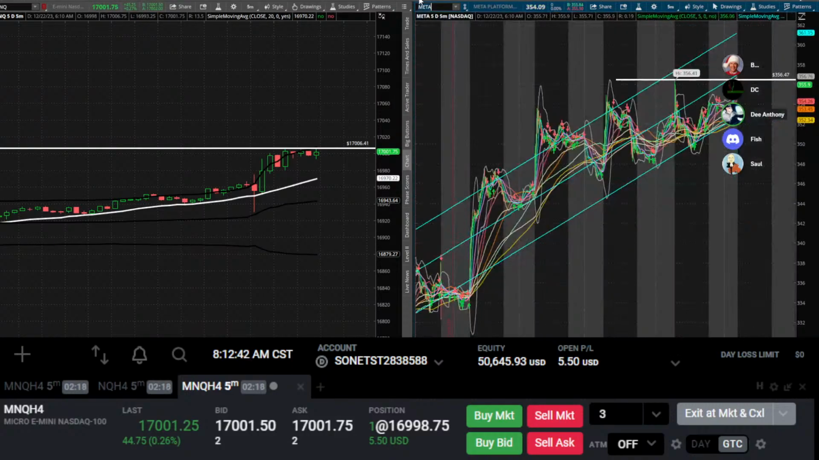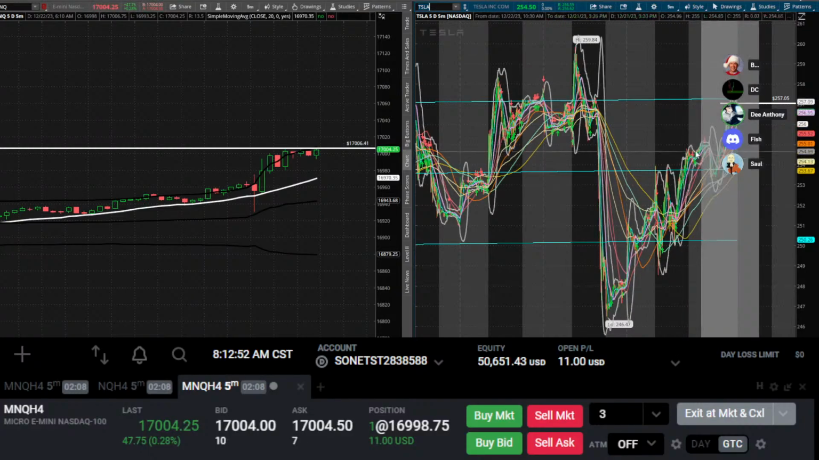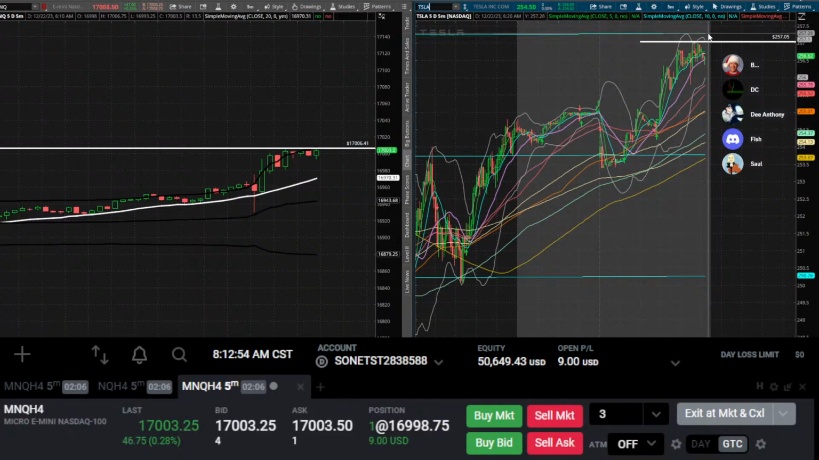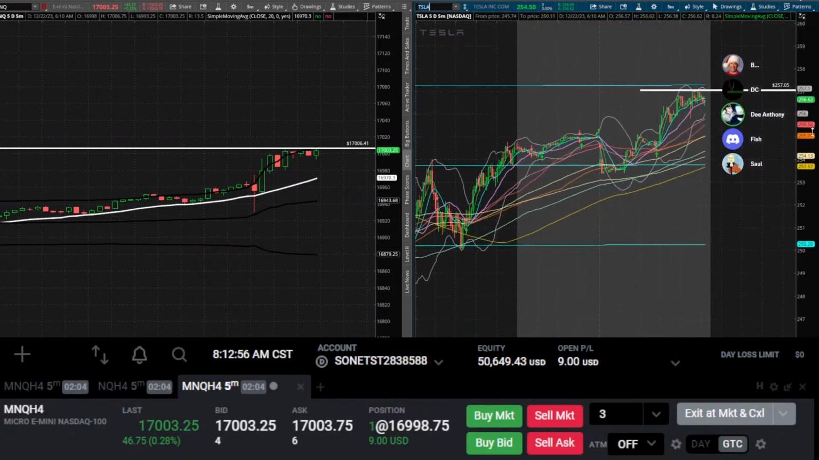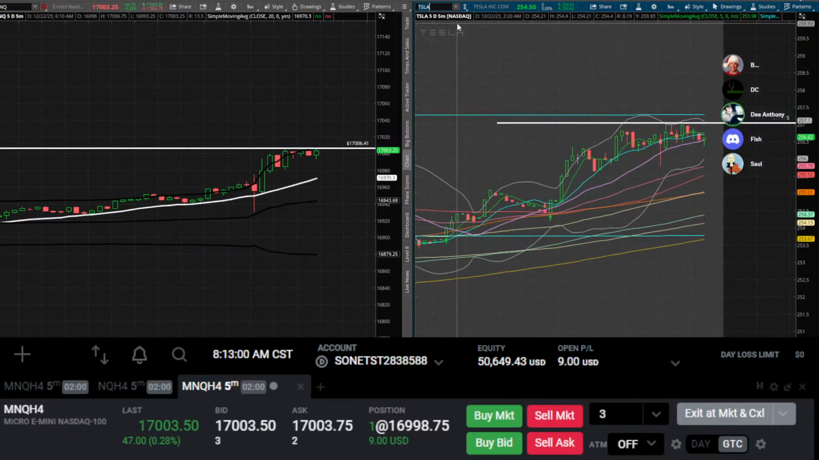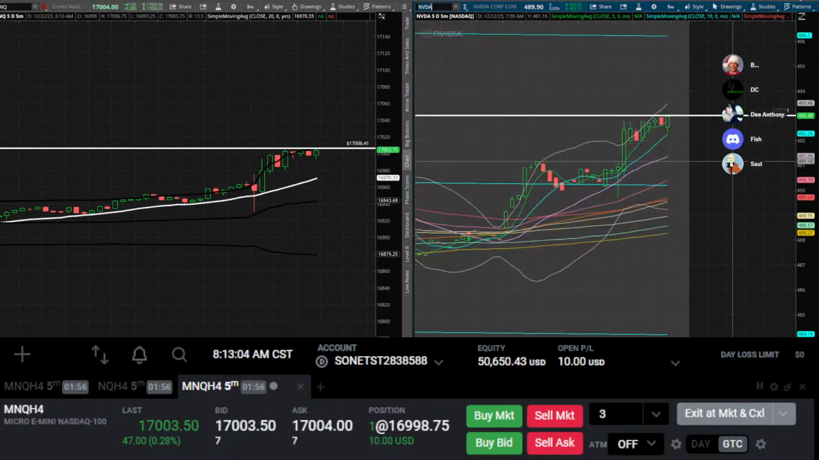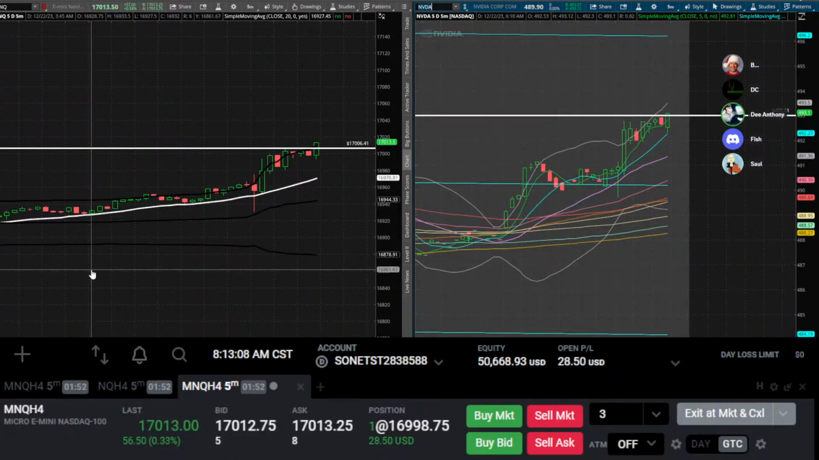NVIDIA, Meta. Meta has 350, 690, and then Tesla has room, 257. But yeah, I guess I'm gonna stay with this NVIDIA chart first. There's that push through the 17,000s again, guys, on the NQ.